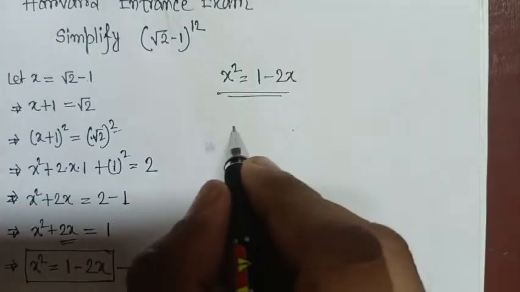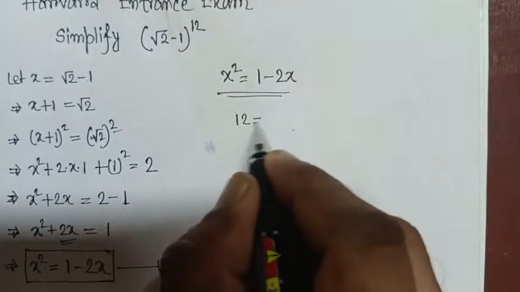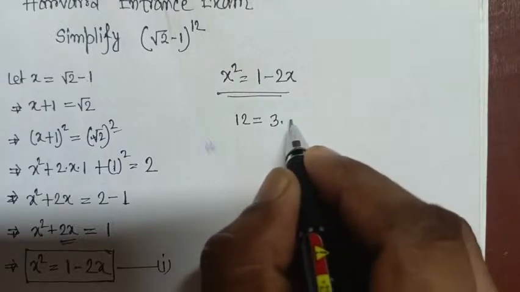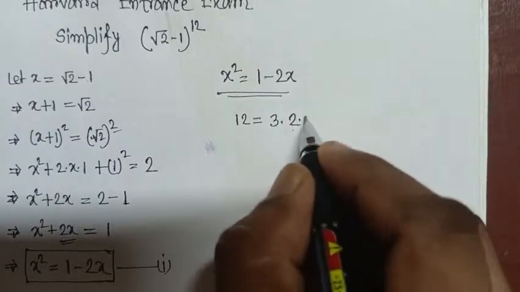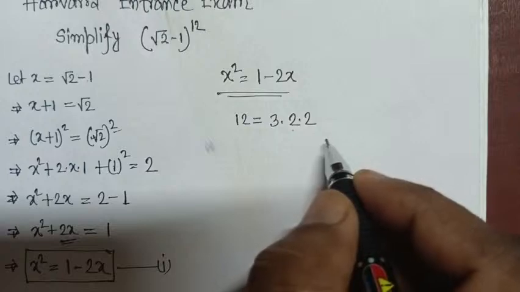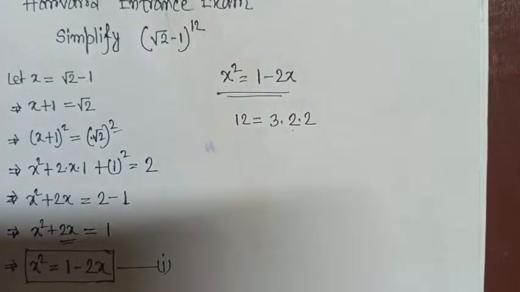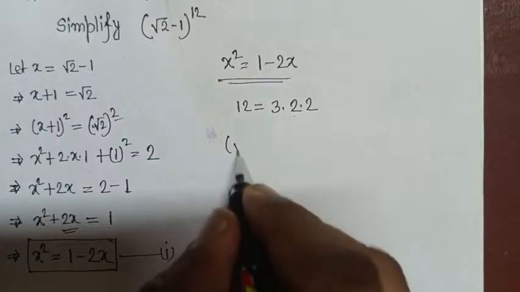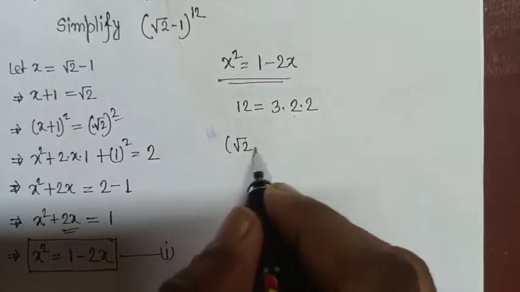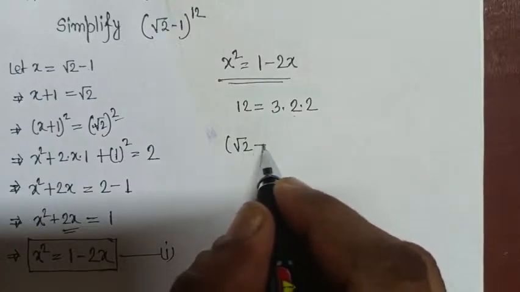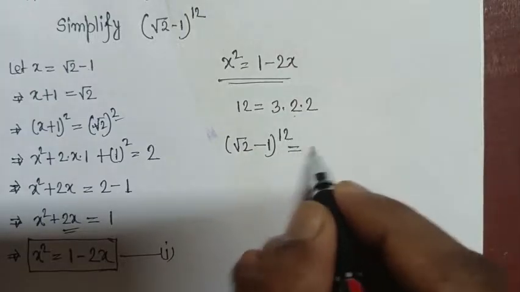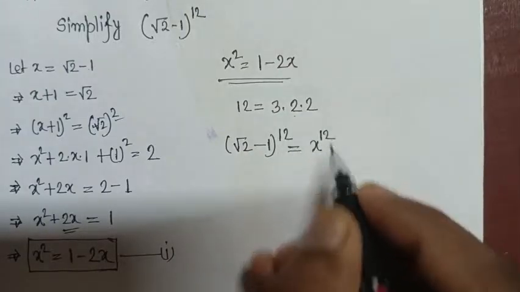And we can write that 12 equals 3 dot 2 dot 2, that is 3 multiplied by 2 multiplied by 2. We can express that 12 as, so we can write 2 to the power square root 2 minus 1, 2 to the power 12 is equal to x to the power 12.